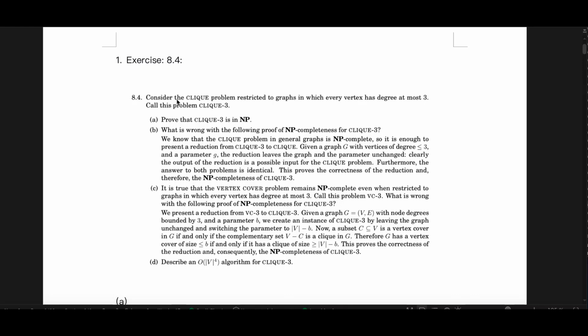The title is: Consider the Clique problem. Consider the clique problem restricted to graphs in which every vertex has degree at most 3. Call this problem Clique-by-3. The first question is to prove that Clique-by-3 is in NP.